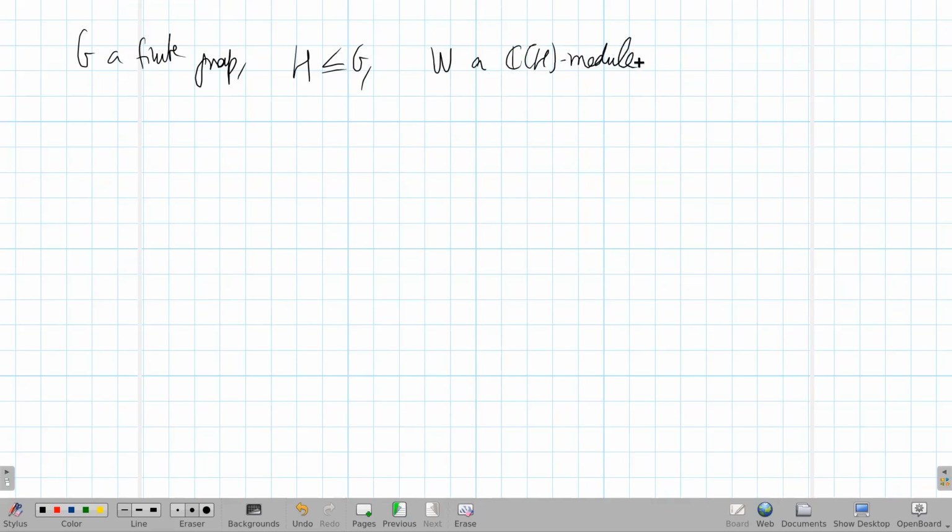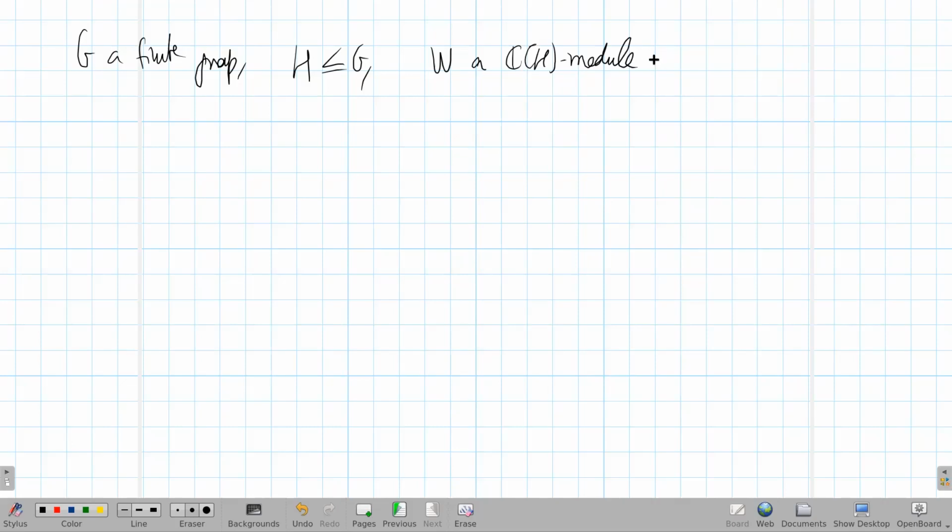So what's the point now? So recall the point was the following. We start with G, a finite group, H, a subgroup of G, and W, a CH module. And whenever we want, we can translate this by saying that there is a representation rho from H to GL(W). Remember that the two languages are absolutely interchangeable.